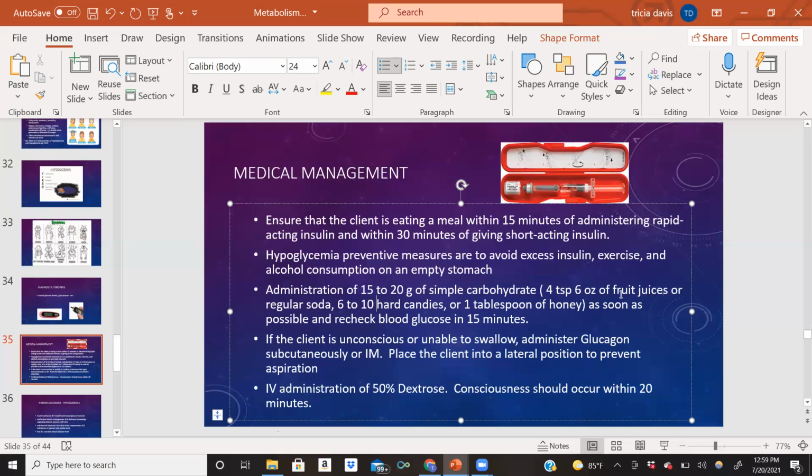Sometimes these patients need an IV administration of 50% dextrose. Consciousness should usually occur within 20 minutes. It doesn't usually take that long in my experience with my patients. They usually come around within 5 to 10 minutes after I give them that medicine IV.